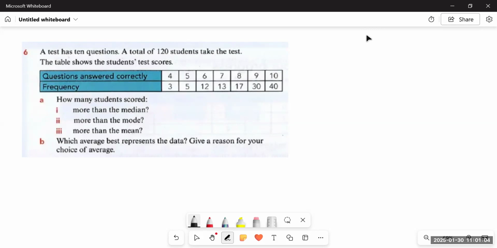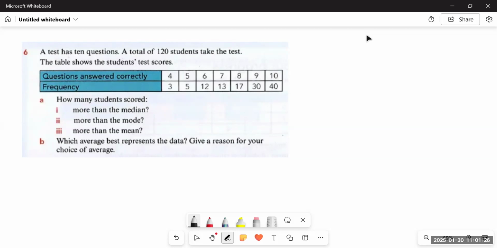So we have learned a lot about mean, median, and mode, the three different types of averages, and how to calculate each of them. And today we are going to do a question of the same sort. If you haven't watched the earlier videos, go watch them so that you will be able to solve the questions more accurately. This question says a test has 10 questions.